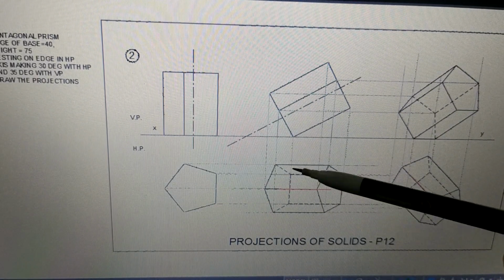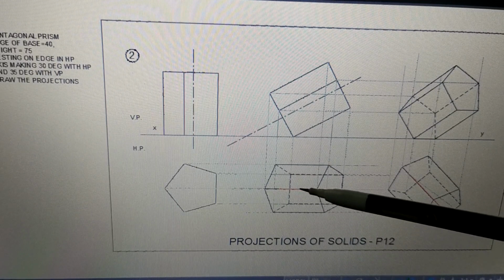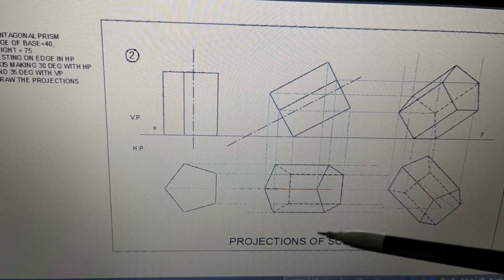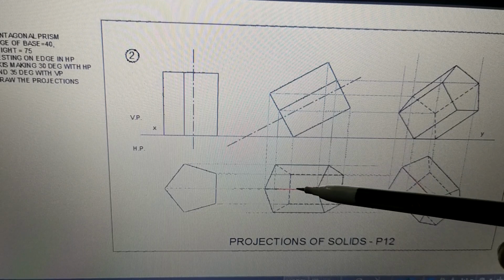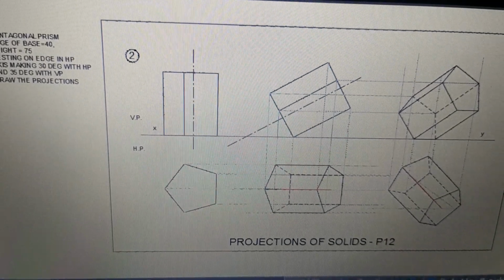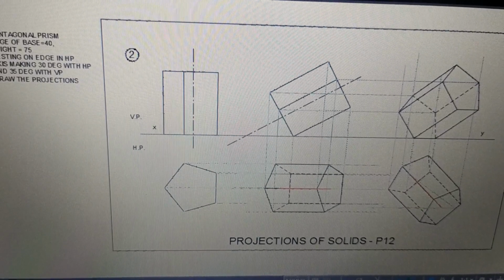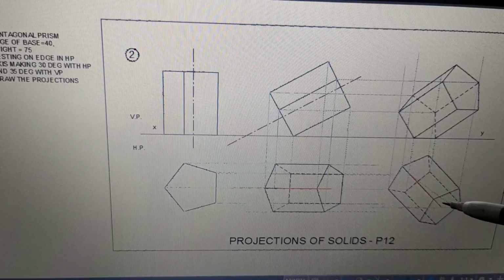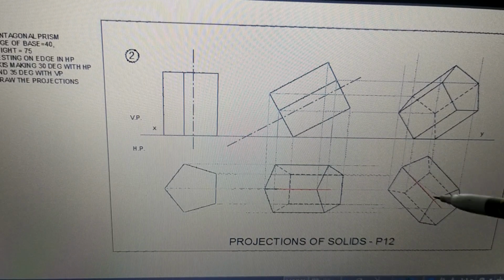So this is the edge on which it is resting. Now after this you are tilting it. So imagine that you have tilted it. When you look from top and it is tilted, this is the new position of the solid. Now this is a tilted solid in the top view. So you are seeing from top.